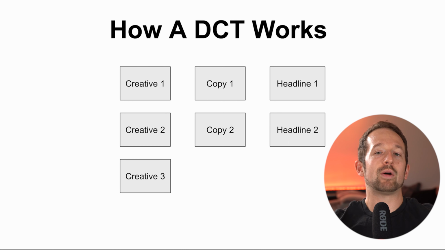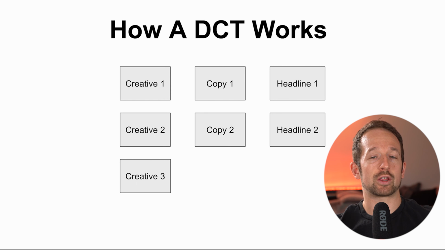Let me explain how a dynamic creative test actually works. In this particular method, we're going to take 3 creatives, so that's videos or images, we're going to take 2 copies, and we're going to take 2 headlines. Obviously, copies are going to be your text, headlines are going to be the headlines that the customer sees just before the call to action. Now, these 3 creatives, 2 copies, and 2 headlines, they're going to create for us 12 combinations. 3 times 2 is going to be 6, 2 times that is going to be 12.